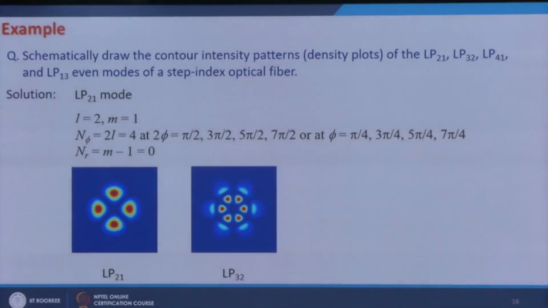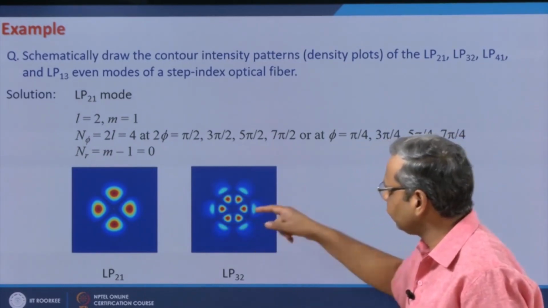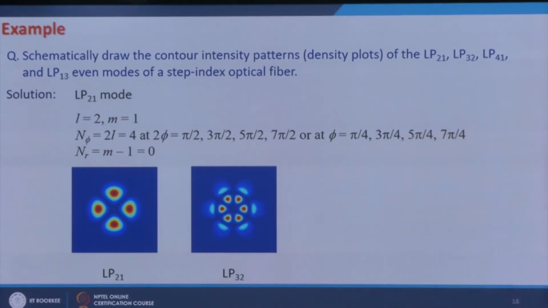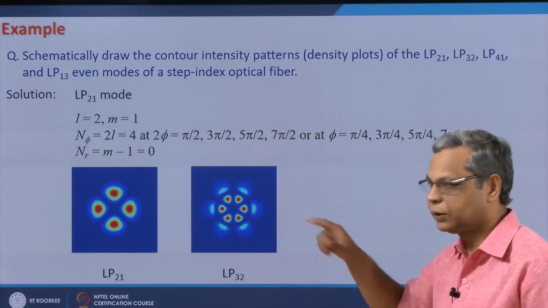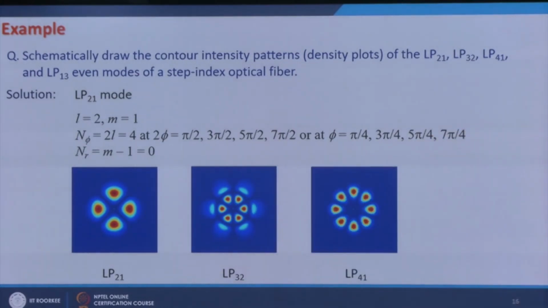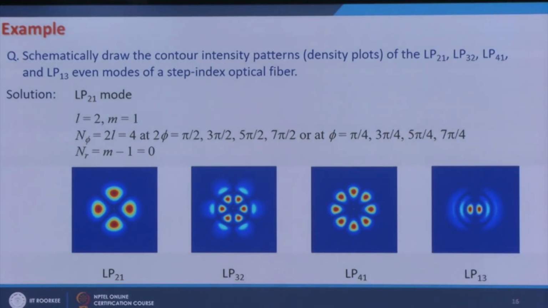Similarly, for LP32 mode, you will have 6 zeros in phi direction, and in the same way you can calculate the values of phi where the zeros will occur, and since m is equal to 2, there would be 1 zero in r direction. In the same way you can plot for LP41 mode and LP13 mode.